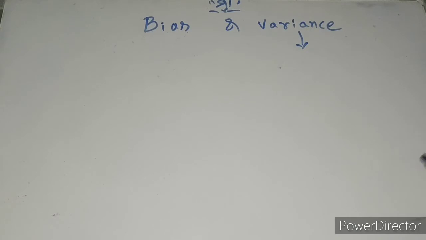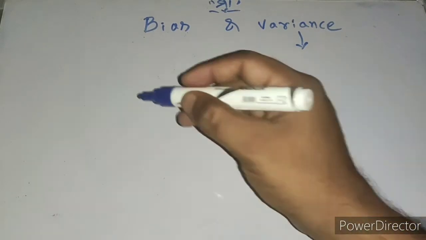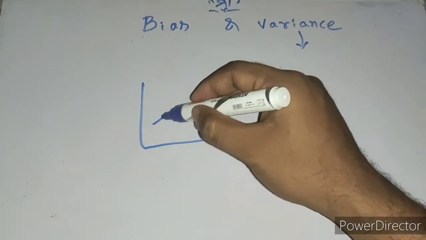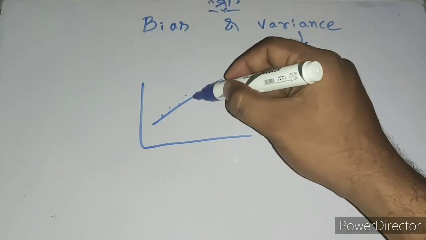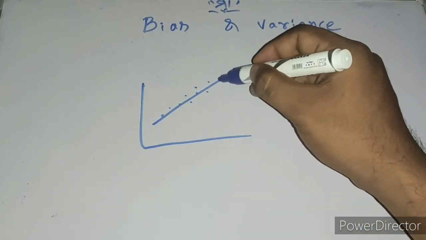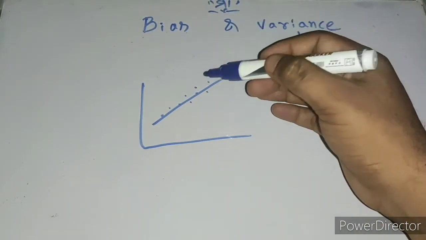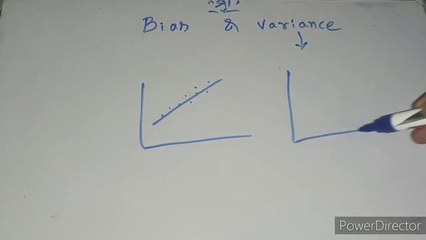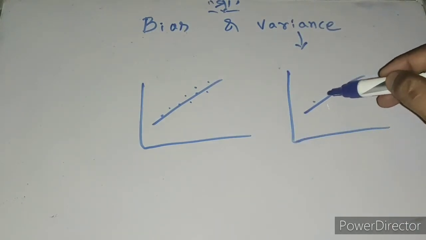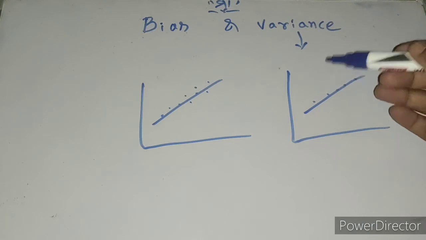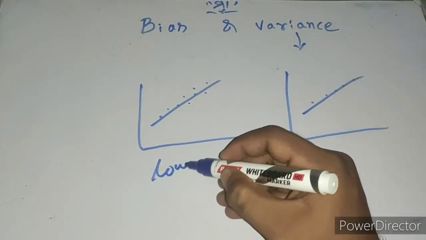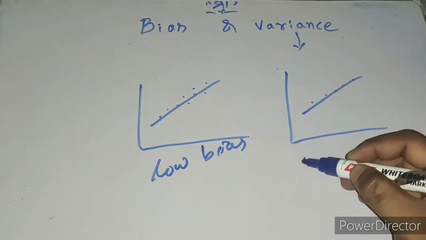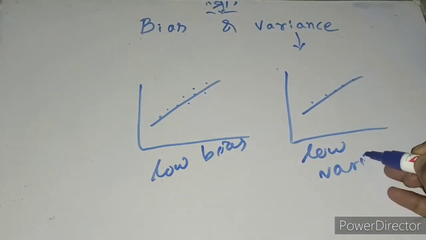So as we have understood, a generalized model must have low bias and low variance. It means while training, it must fit well. If any error is there, then there must be very minimal error. The error must not be very high. While testing also, it must fit well. There should not be any high variance kind of issue. So it has to be low bias, low variance.